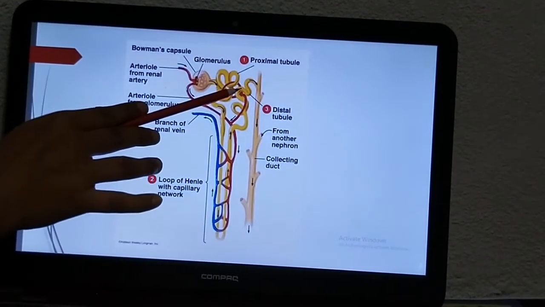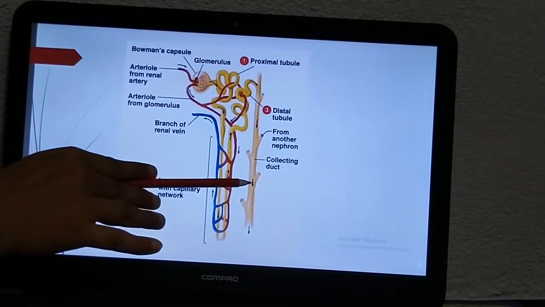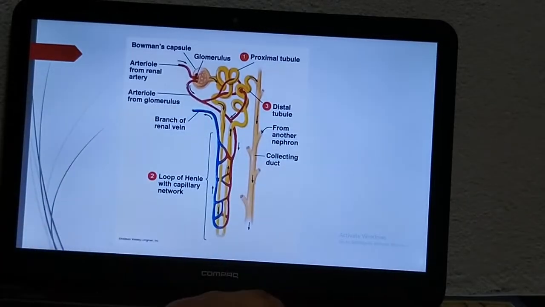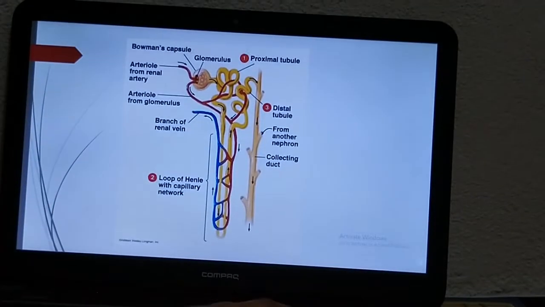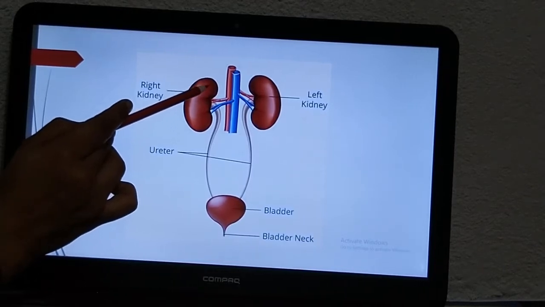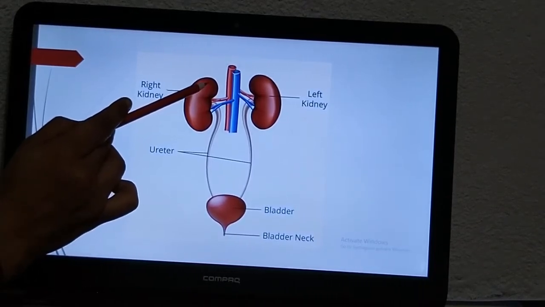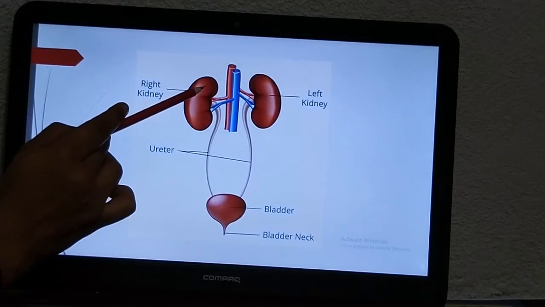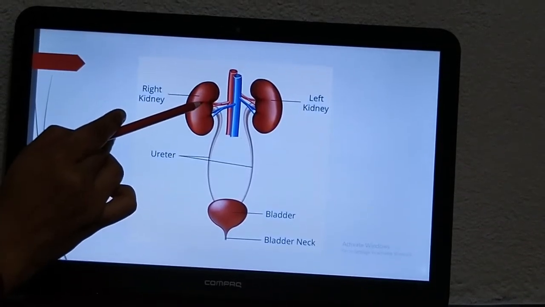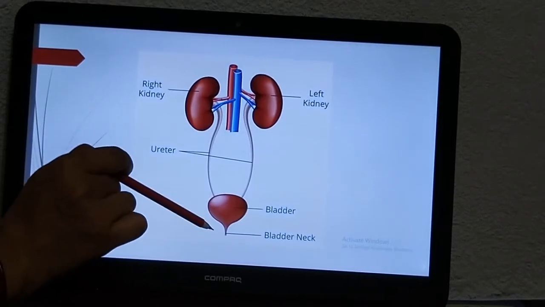And it is going to combine with this collecting duct. These are from other nephrons. Ultimately it will move and combine here within this structure, this particular medullary pyramid. Before that, the columns of Bertini, then this medullary pyramid, then through the renal pelvis and ureter, then bladder and urethra.